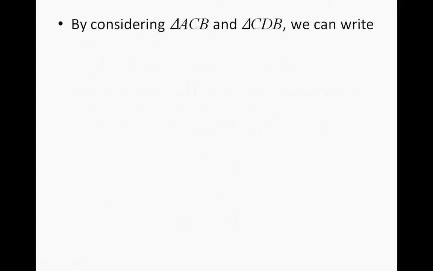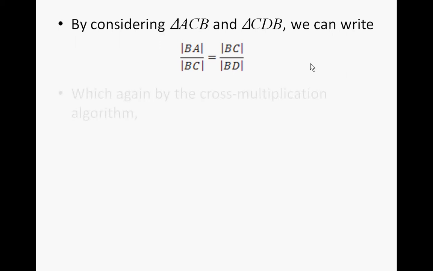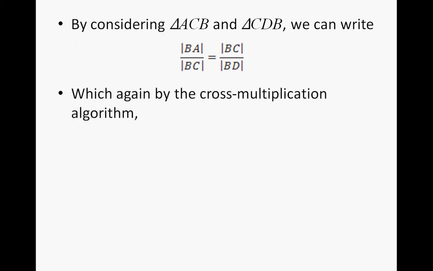So by considering the triangles ACB and CDB, we can write that BA is similar to BC and BC is similar to BD. Same thing. When we multiply these again using our cross multiplication, we have another occurrence of an exponent because BC times BC is BC squared, and then again by cross multiplying we have BA times BD.